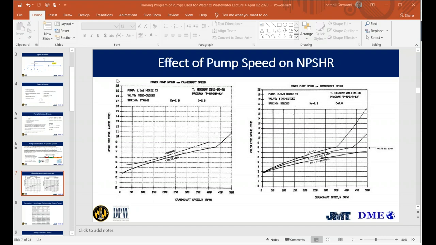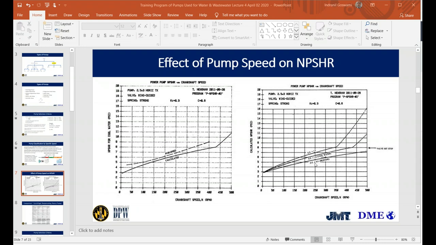The first curve on the left basically shows a variation of the NPSHR, on the y-axis, versus the crankshaft speed, N in RPM, on the x-axis. And then to look at the same results, but for different densities of fluids.